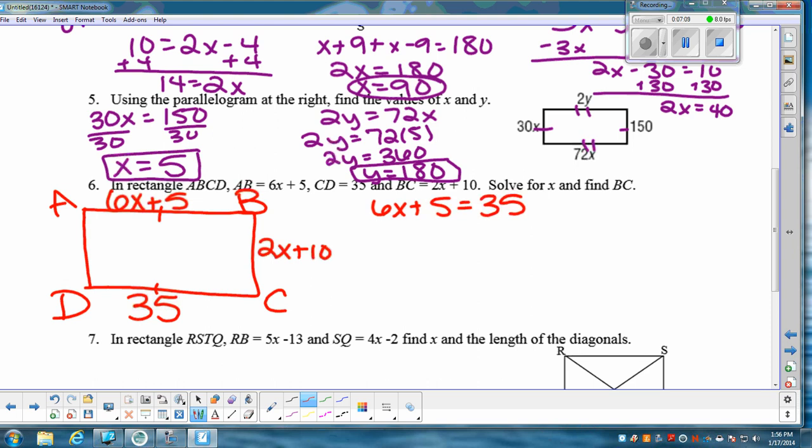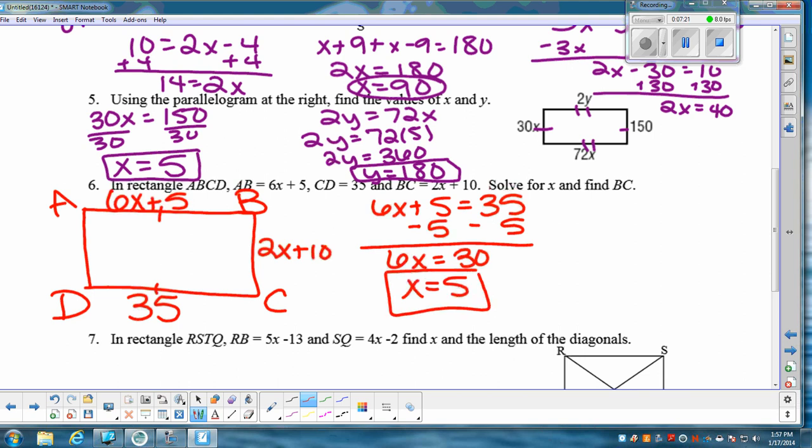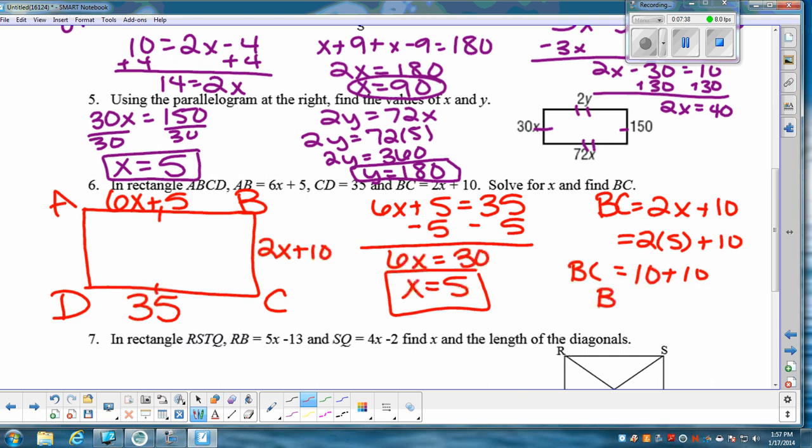We're going to solve that so that we can find x and then find BC. So 6x equals 30, which means that x is 5. Well, then it tells us we also have to find BC. Well, we know that BC is 2x plus 10, and x is 5, so we plug it in. So we get that BC is 10 plus 10, so BC is 20.